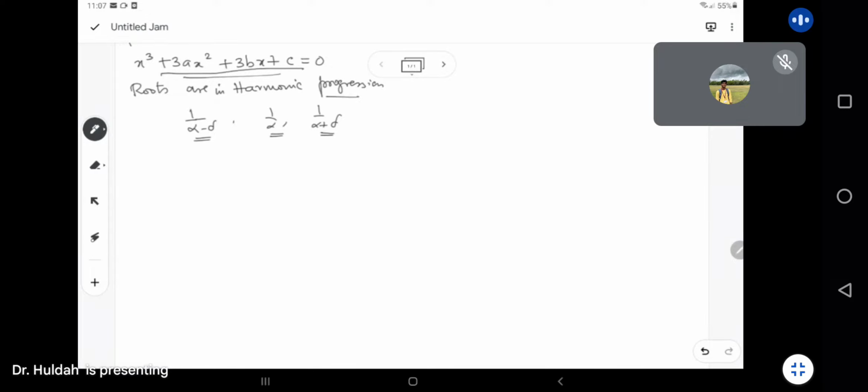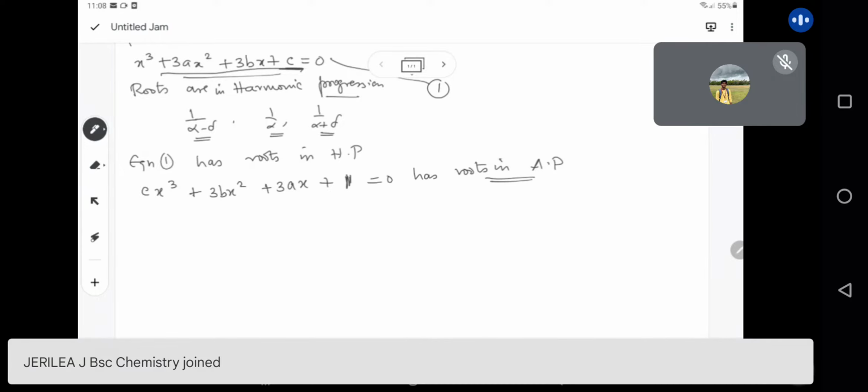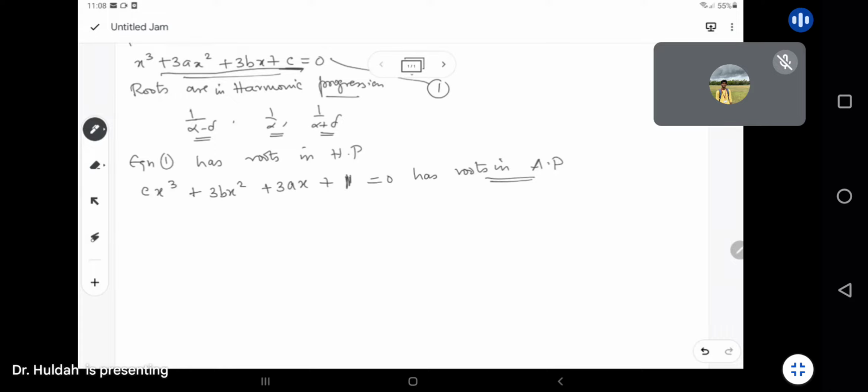How do we change the equation now? If we call this equation 1, equation 1 has roots in harmonic progression. I'm going to write another equation. Start from the back and write c x cube plus 3b x squared plus 3a x plus 1 equal to 0, which has roots in arithmetic progression. I've written the reciprocal from behind, and that will have roots in arithmetic progression. Is this clear, children? Did everyone understand this step? Yes, ma'am. Okay. Now, if it is AP, then it's easier for us to solve.